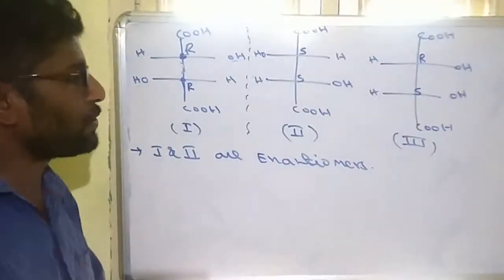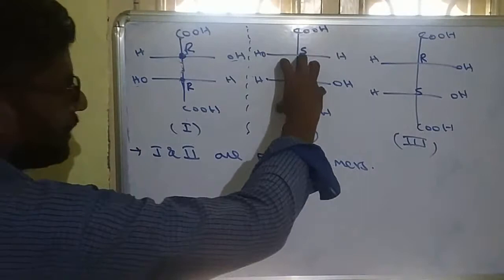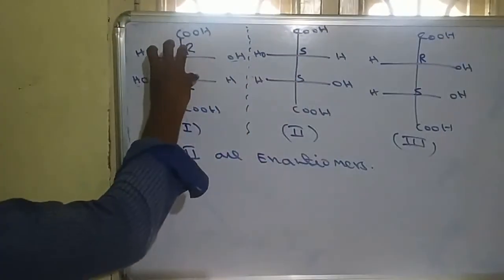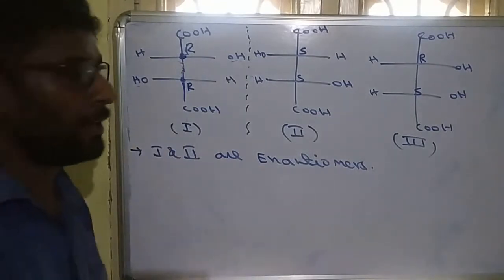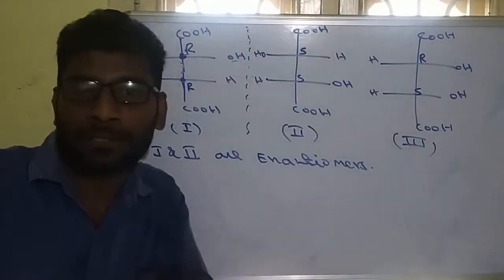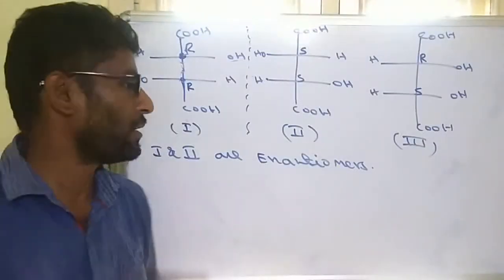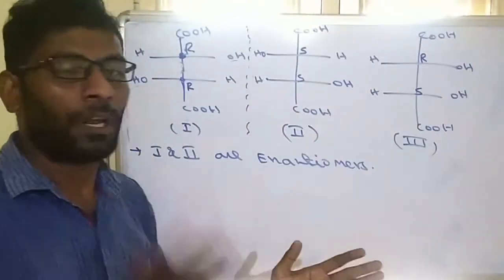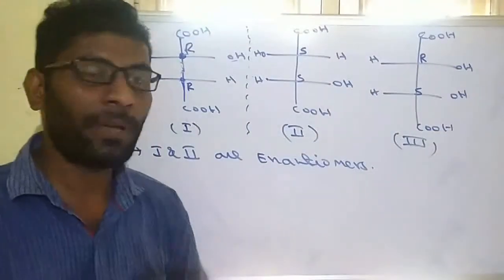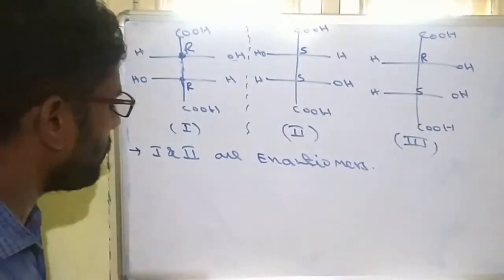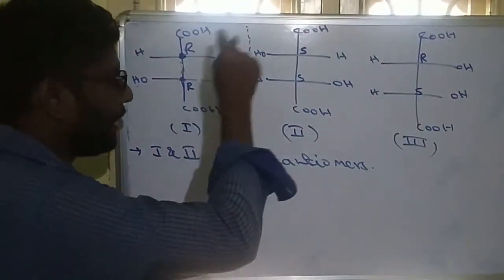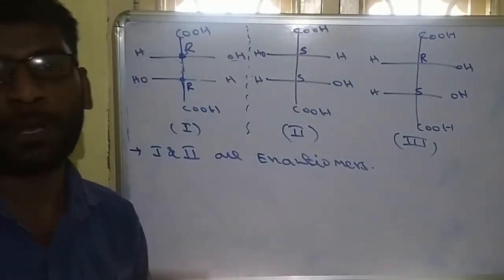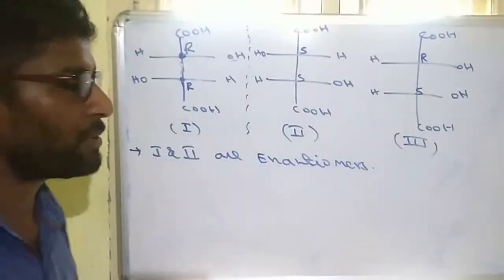So what is meant by non-superimposable? If you take this molecule like this and place it above this molecule, OH will come here. There is no matching. If substances are not matching, that is called non-superimposable. So these two molecules are non-superimposable mirror images. Such non-superimposable mirror images are called enantiomers. Simple example, R and S are enantiomers.